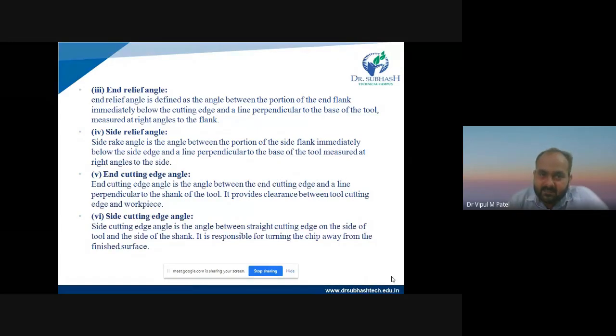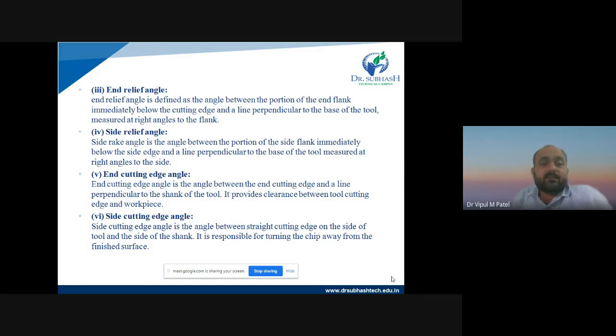End relief angle is defined as the angle between the portion of the end flank immediately below the cutting edge, that you can see in the figure, and the line perpendicular to the base of the tool. It is measured at right angles to the flank, right? It is called end relief angle.